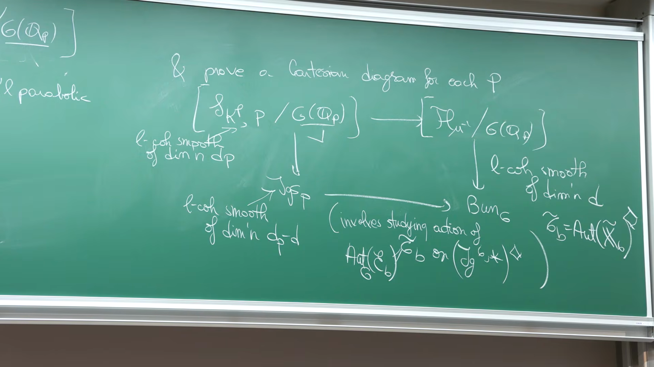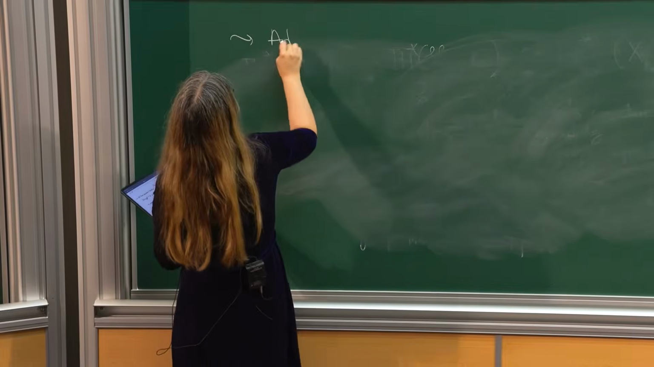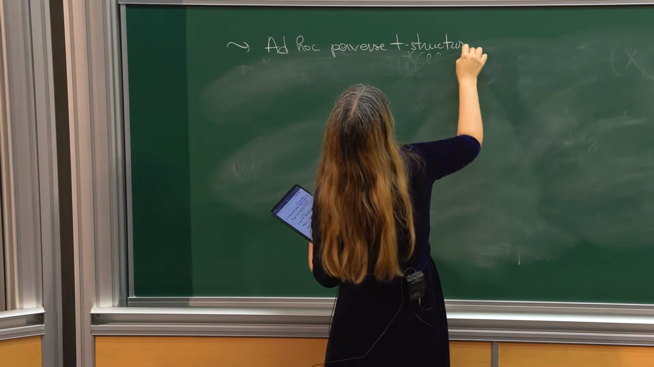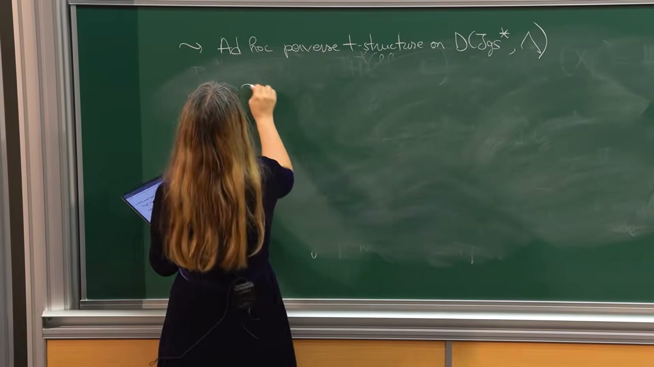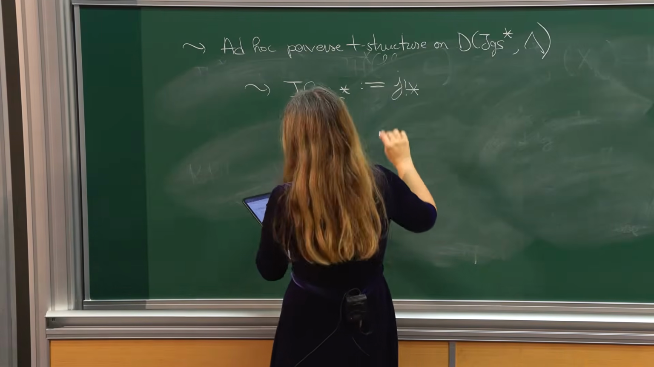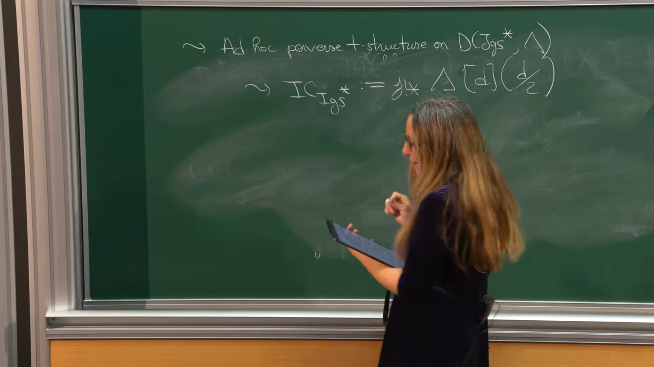And so then we define our intersection complex IC_X. And I have 5 minutes, so some ad hoc perverse t-structure on D Ig star lambda. And so this allows us to define IC Ig star as the middle extension. And now this one is fine with the shift, like it is the right thing.